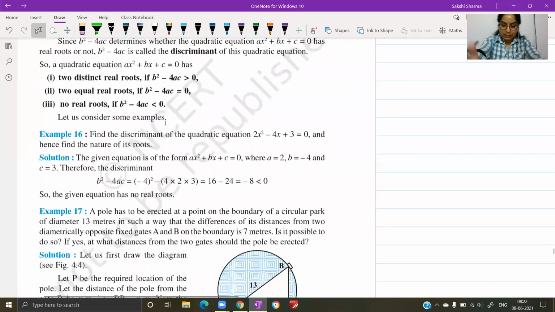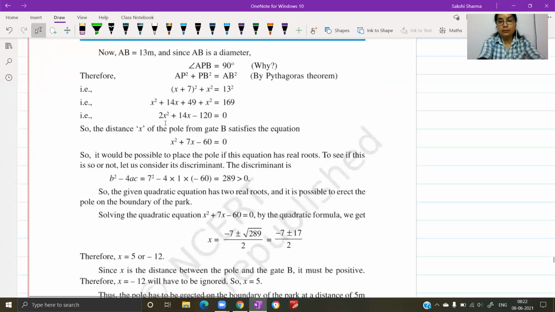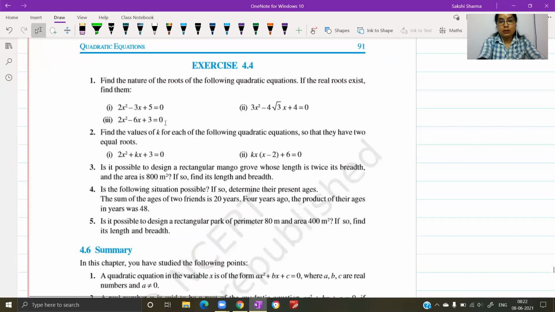Next, we have exercise 4.4, page 91. This is again based on quadratic formula. First question here, you have to find out the nature of the roots of the following quadratic equation. If real roots exist, find them. This is an important question in the sense that this is how usually the questions are asked. You will be first of all asked to find out what type of roots are there for the given quadratic equation, if they exist or not, if they exist, whether or not they're equal or they're distinct.